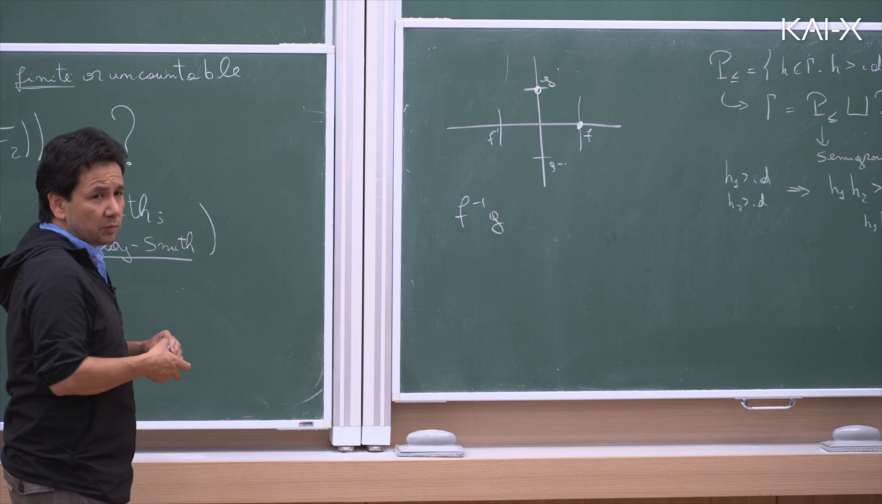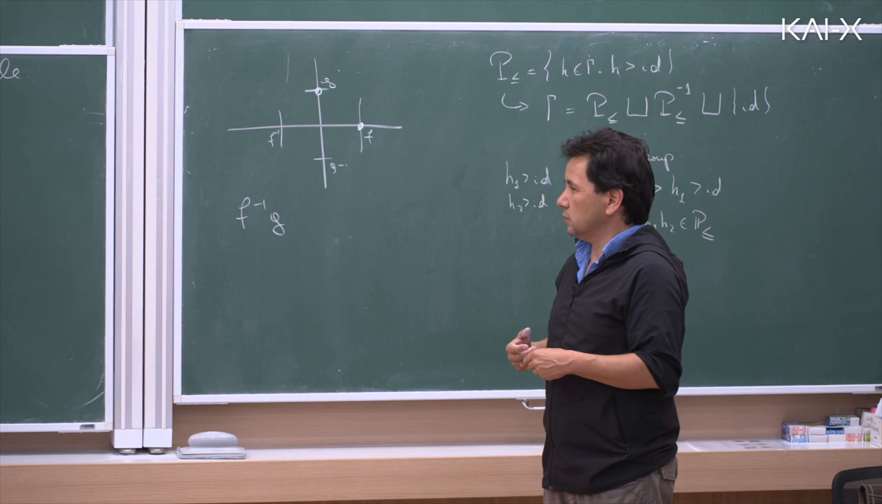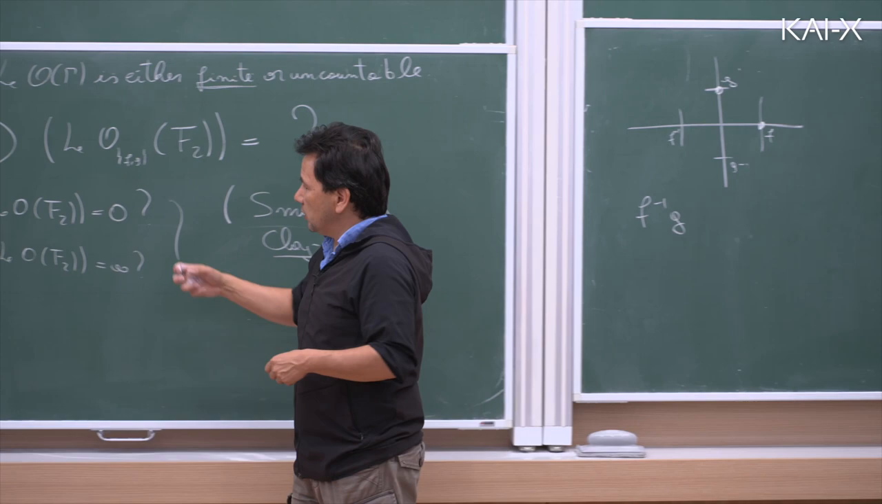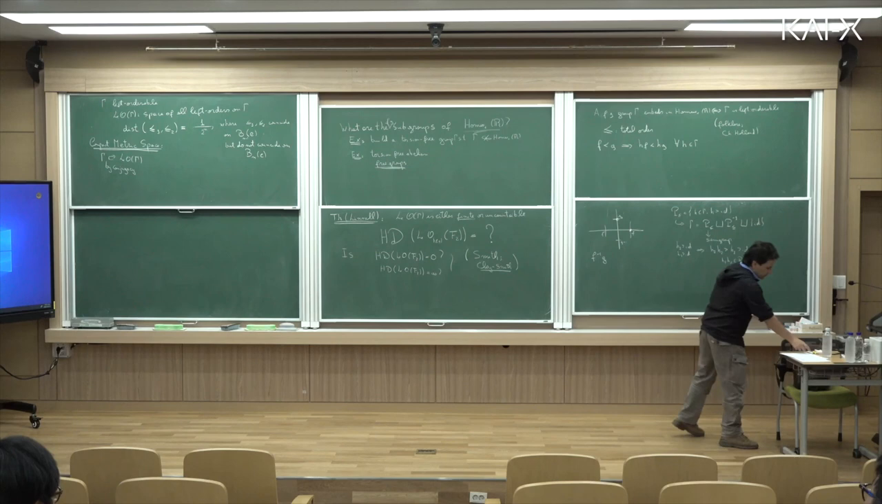Okay, and it's a very interesting question, because it's kind of a combinatorial question where you would like to get enough information. Maybe not the whole information of the space of left orders, but at least enough information to answer this question. Now, let me give another question which is related to this.